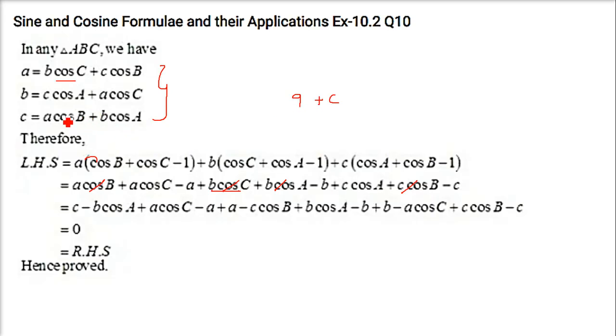No, a cos b, this is b cos c and this is c cos b, yes. So put it as a. Now a cos c and c cos a, yes, as b. Now what is remaining? Minus a, minus b and minus c. Now this gets cancelled: a minus a, c minus c and b minus b. So what do you get? You get 0. So you have the right hand side.